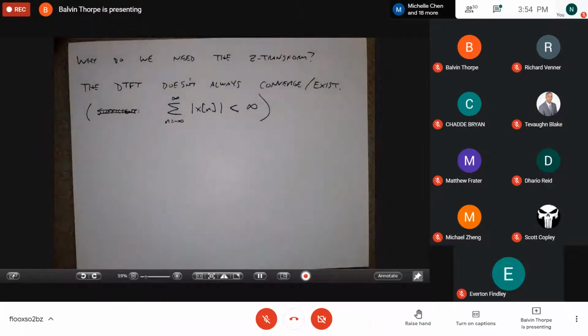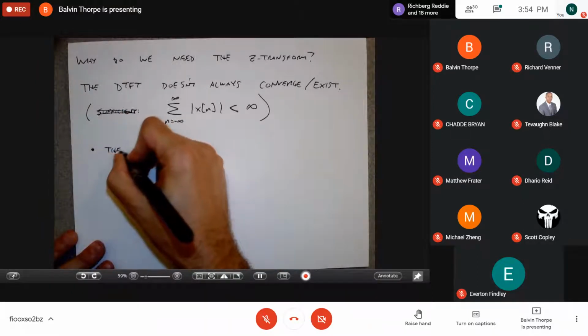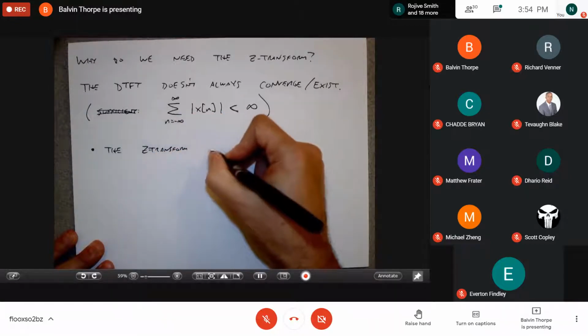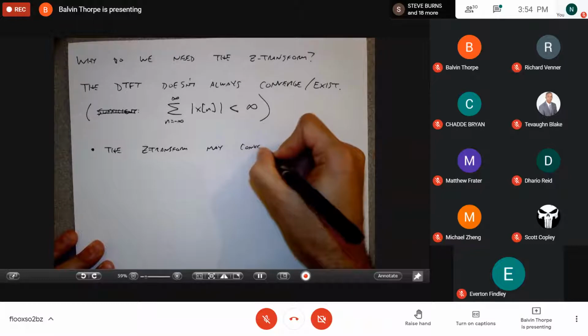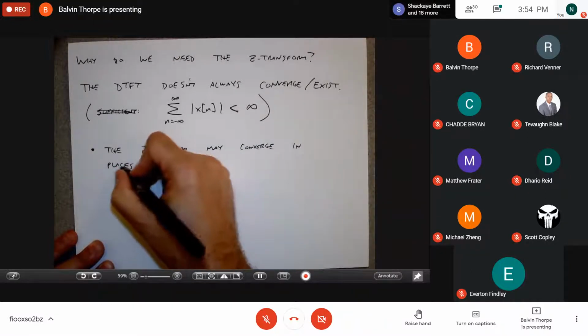And so if we're staying in Fourier transform world, we kind of have to throw up our hands at this point and say, well, there are some signals that I can't analyze with the Fourier transform, because the Fourier transform doesn't exist. The Z transform allows us to talk about a more general class of signals. So some points to remember are that the Z transform may converge in places where the Fourier transform doesn't exist.